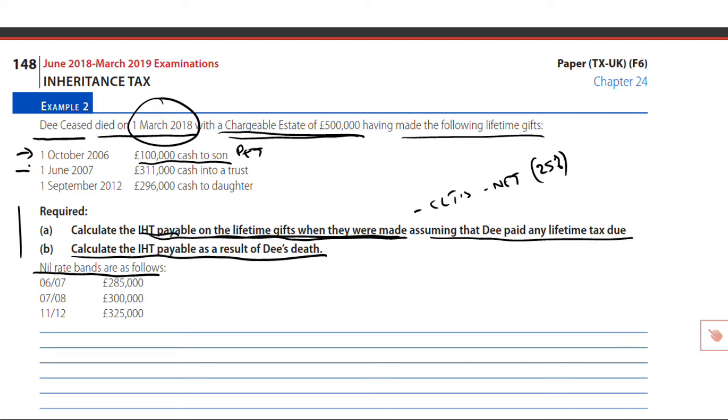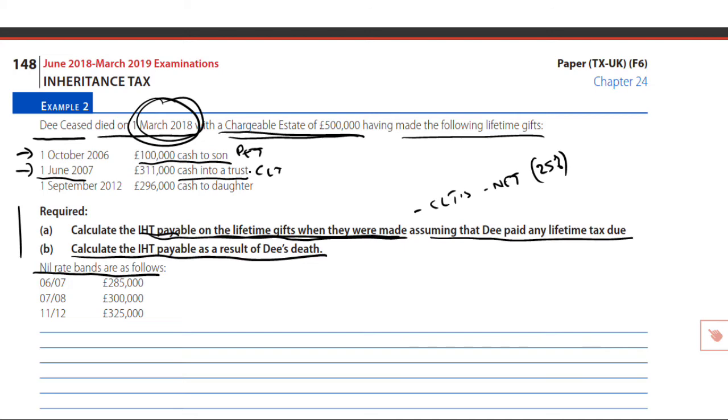Then the 1st of June 07. Cash into a trust. That is a CLT. That therefore is both chargeable when made to begin with. It would be chargeable on death if you died within 7 years, but again look at the date, June 07, March 18, lived for more than 7 years. So it'll be chargeable when made, it will not be chargeable on death.